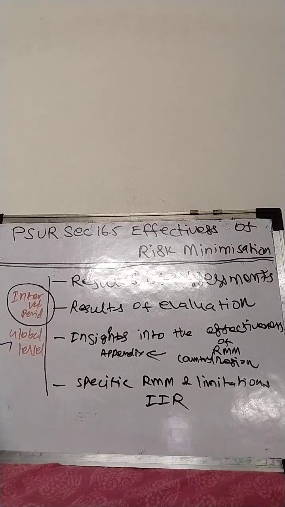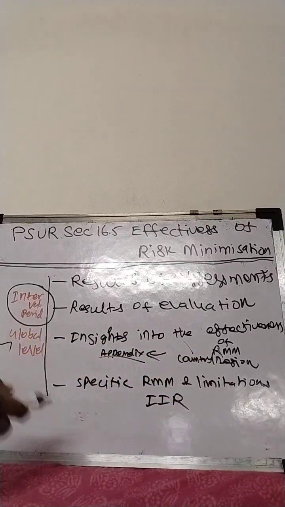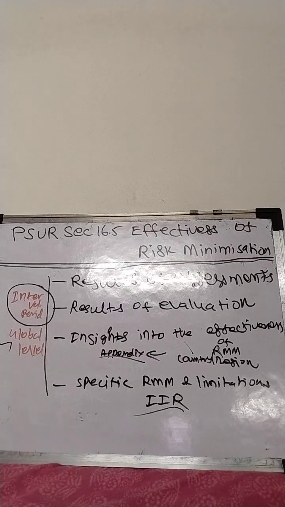And keep in mind it should be at a highly global level. Some marketing authorization holders would have taken country or region specific measures, that also can be done, and the appendix is allowed. And if you have taken any specific measures for an important identified risk, you should provide the limitations or anything to be upgraded. That's how section 16.5 talks about the detailed information.